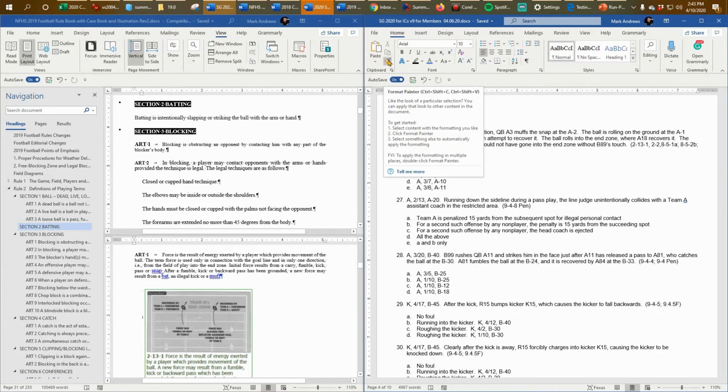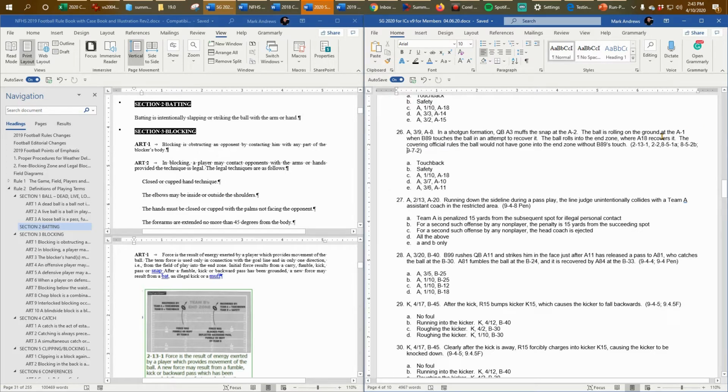Question number 26. Sorry about that. A 3rd and 9 at the A8. In the shotgun formation, quarterback A3 muffs the snap at the A2. The ball is rolling on the ground at the A1 when B89 touches the ball in an attempt to recover it. The ball rolls into the end zone where A18 recovers it. The covering official rules that the ball would not have gone into the end zone without B89's touch. Do we have a touchback, a safety, or do we have some sort of penalty? Or foul, rather. Same question is very similar to the previous question, but it's not.